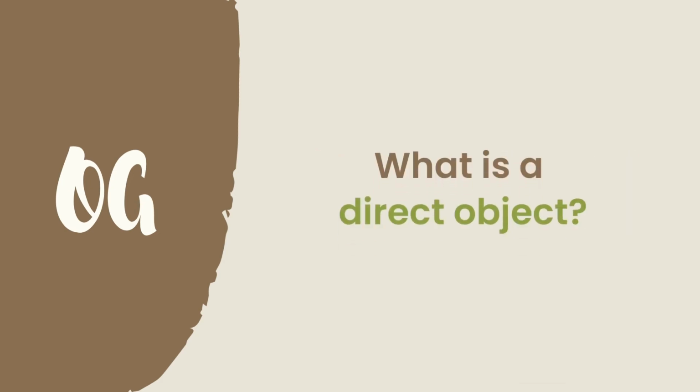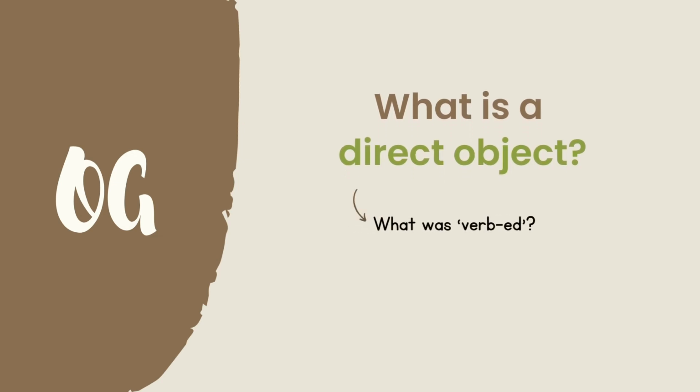So what is a direct object? A direct object is a word or noun phrase denoting a person or thing that receives the action of a transitive verb. Direct objects can be found by asking questions, what was verbed? Or what received the action of the verb?